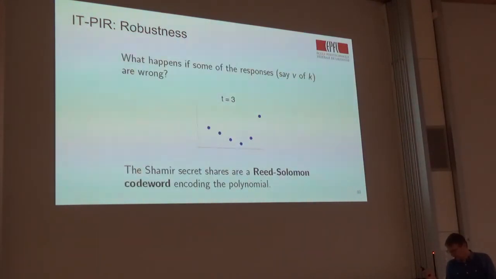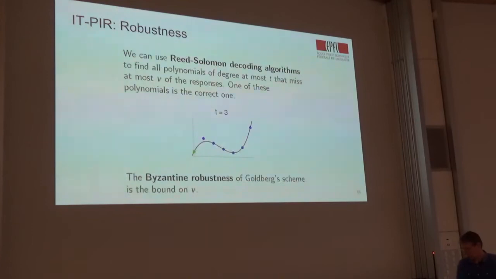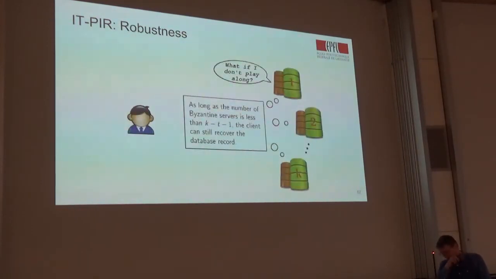And then you can go on, and even if some of the responses are wrong, you can do some fancy Reed-Solomon things, and then even if you have some malicious server, you might still recover the secret. So this is the total, K, what I called N. As long as you have N minus T minus 1 faulty servers only, you can still recover your database record.